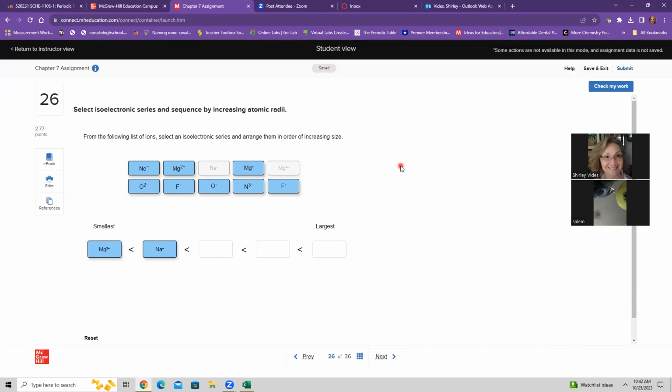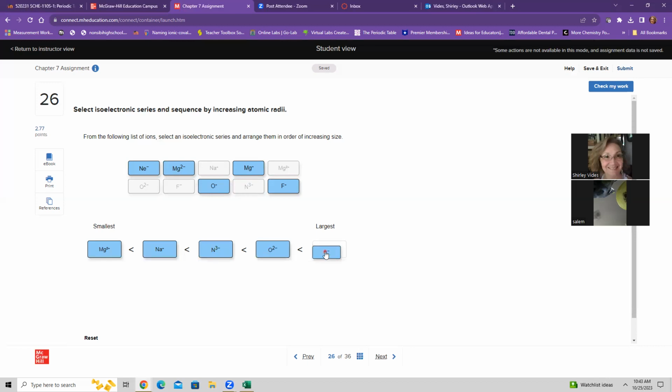Once sodium loses one, it has 10. When magnesium loses two, it also has 10. Aluminum is not on there. Silicon is not on there. Phosphorus is not on there either. What about oxygen? We've got nitrogen. Nitrogen is next. Nitrogen would be the biggest one. Oxygen 2 negative would be next, and then fluoride.